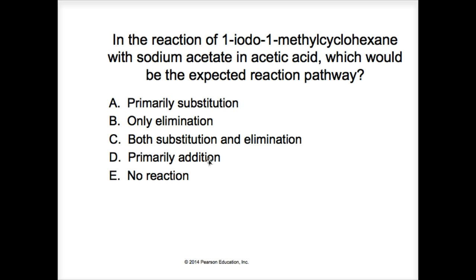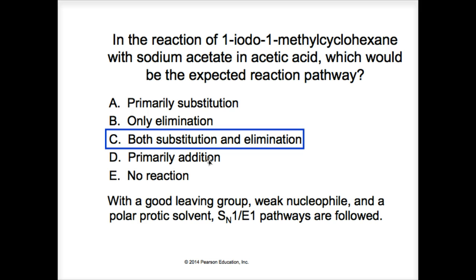Okay, in the reaction of 1-iodo-1-methylcyclohexane with sodium acetate and acetic acid, which would be the expected reaction pathway? Okay, take a minute to look at that. So if you draw the structure of this cyclohexane with a methyl group and an iodine on one of the carbons, with sodium acetate, iodine is a good leaving group.